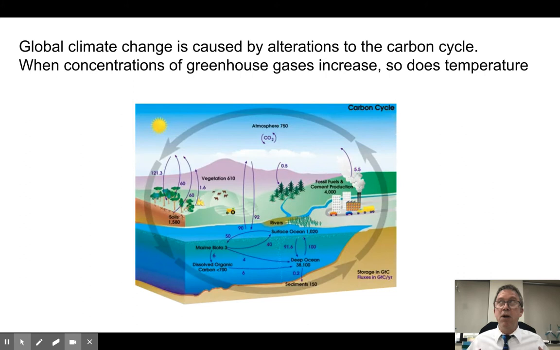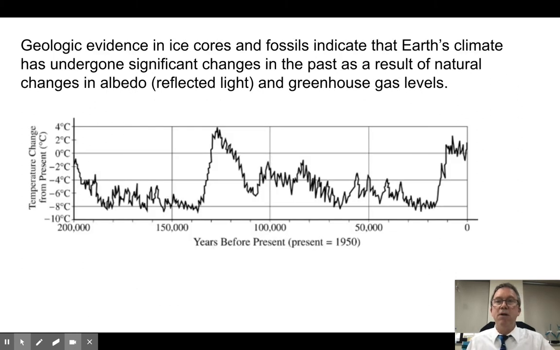So when circumstances change, say volcanic eruptions put a lot of carbon dioxide in the atmosphere, or certain positive feedback loops put more carbon dioxide in the atmosphere, carbon dioxide tends to cause the atmosphere to warm. And when that happens, we get a certain pattern of changes geologically. So let's just take a look at what some of those are.